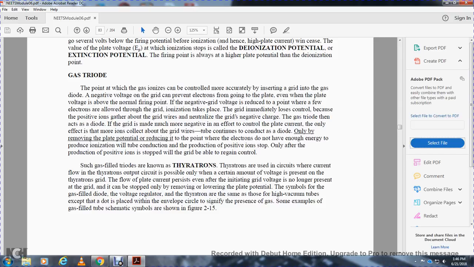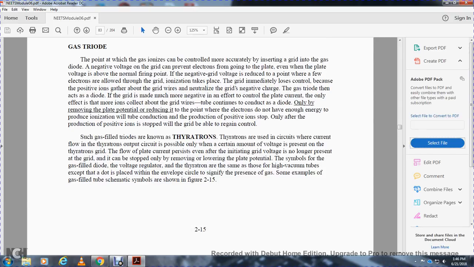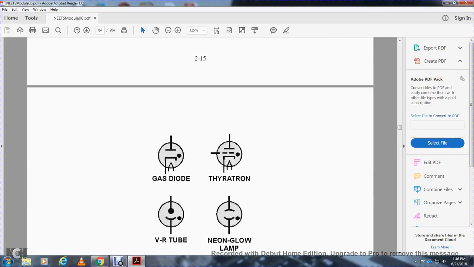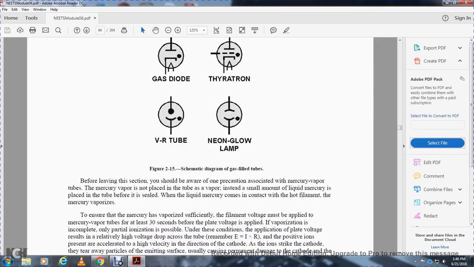The symbols for the gas-filled diode, the voltage regulator, and the thyratron are the same as those of the high vacuum tubes, except that a dot is placed within the envelope circle to signify the presence of gas. Some examples of gas-filled tube schematic symbols are shown in figure 2-15. They show the gas diode, the thyratron, the VR tube, and the glow lamp.